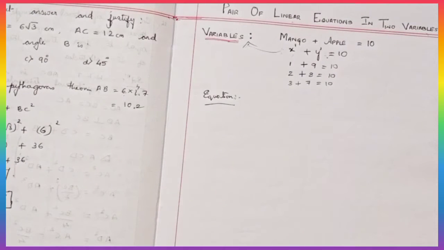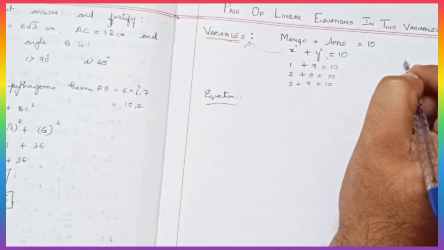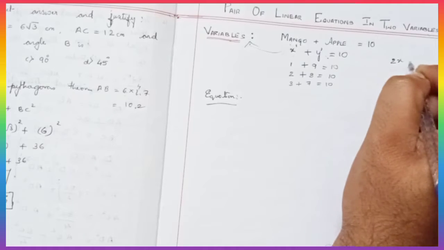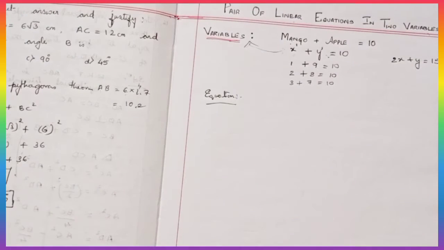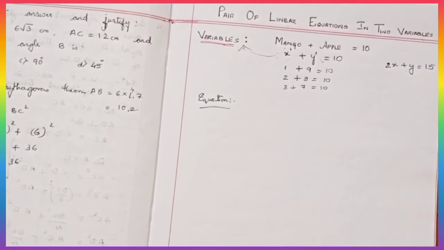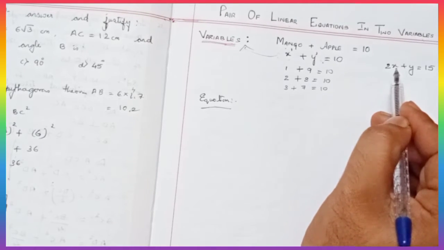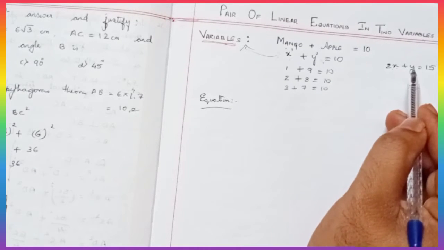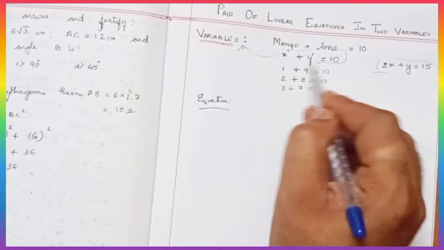Now they are saying pair of linear equations. I've taken one example here, and I'm going to take another example. Another day, I purchased 2 mangoes plus an apple for rupees 15. The price of a mango is x rupees and the price of an apple is y rupees. I have purchased how many mangoes? 2 mangoes. So 2 into x rupees plus y is equal to 15. Now this is another equation. This is one equation.